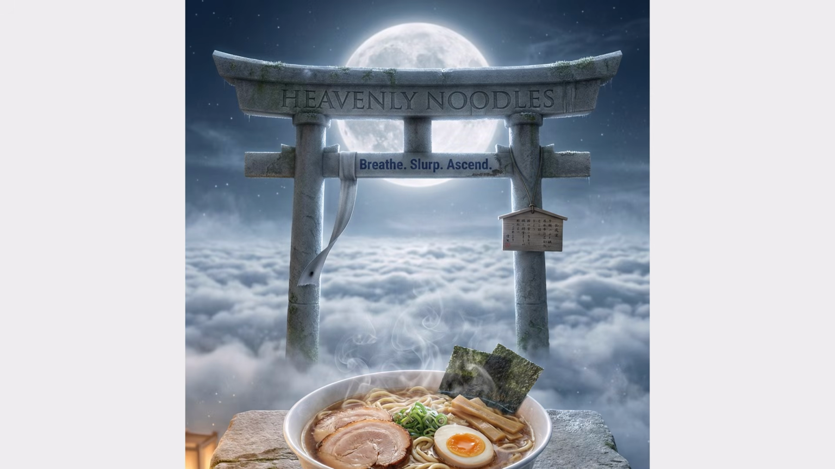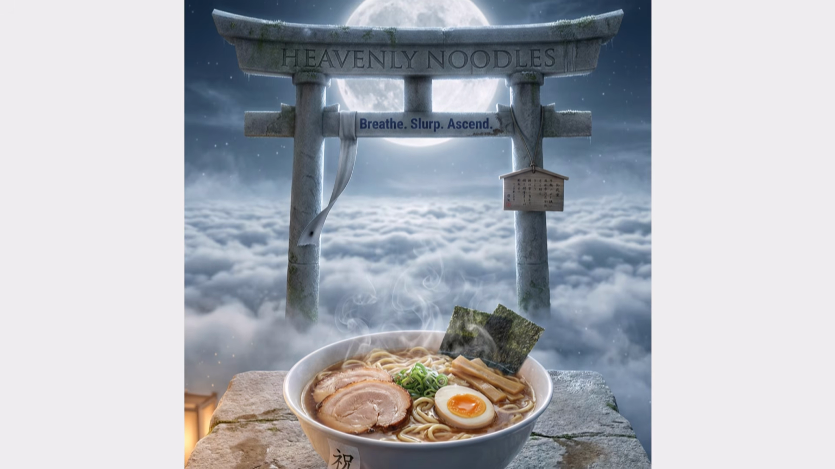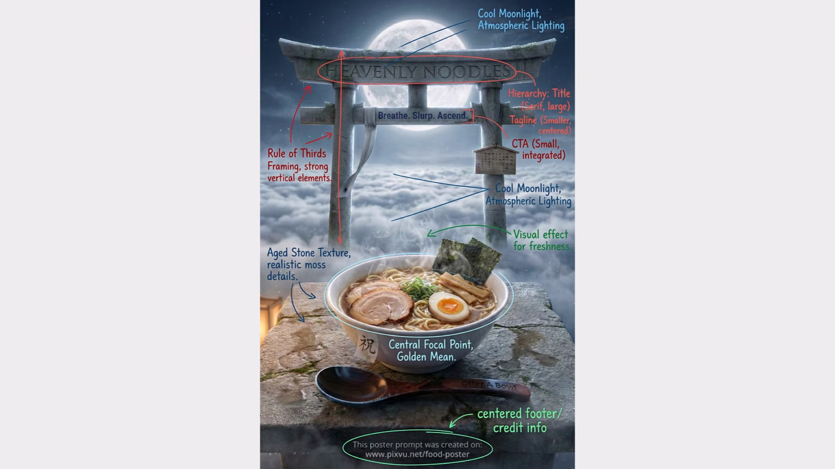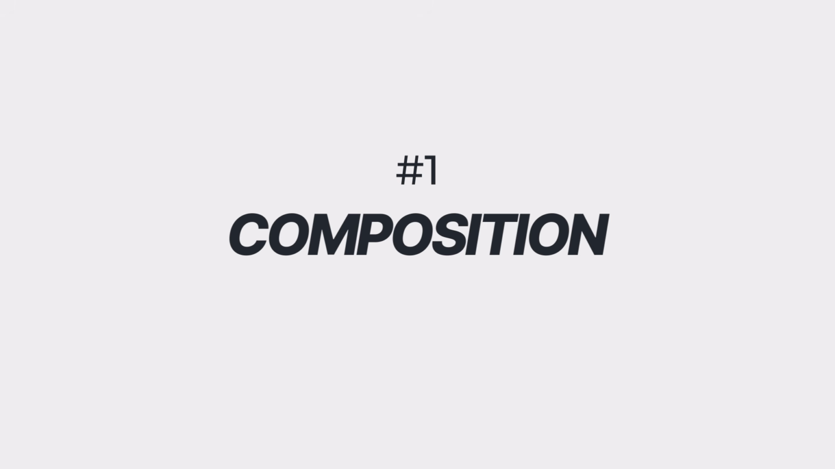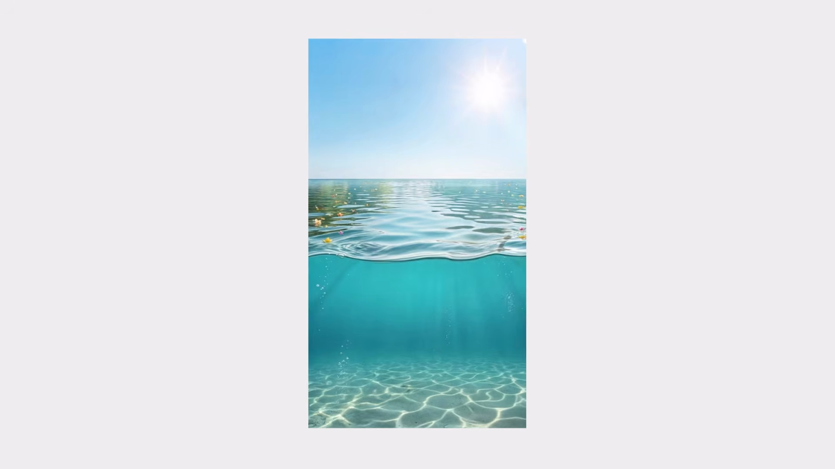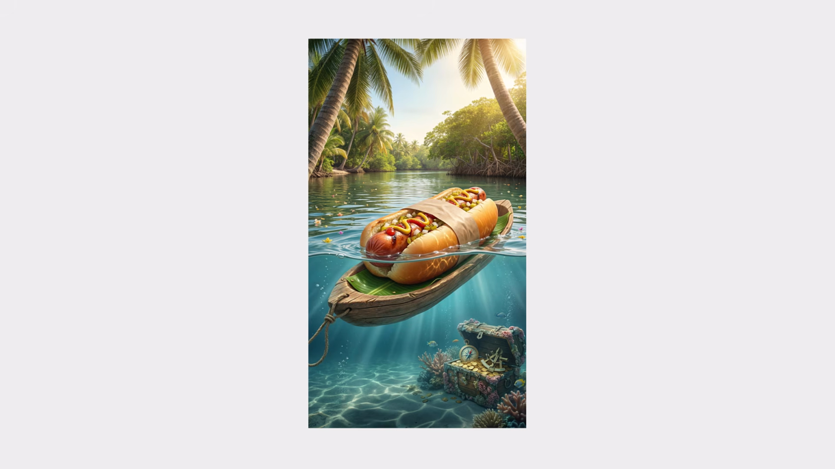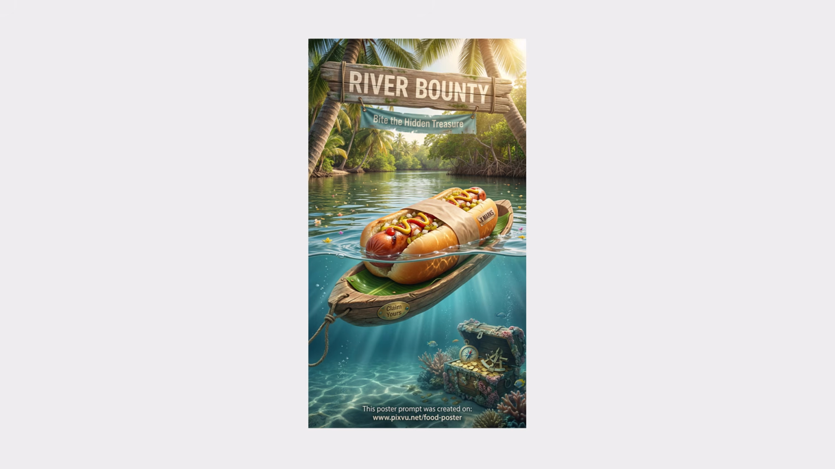A great poster is just a story told in one glance, and the story only lands when these 4 rules are intentional. Rule number 1, composition. Composition means where each element lives and which element wins attention first. Your product image must be the main focal point every time. Everything else must support it, not compete with it.